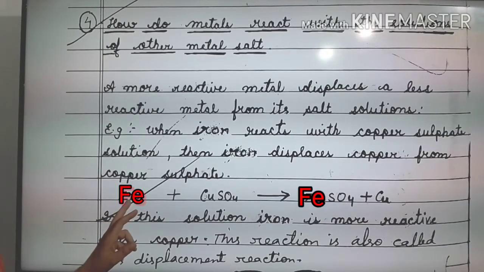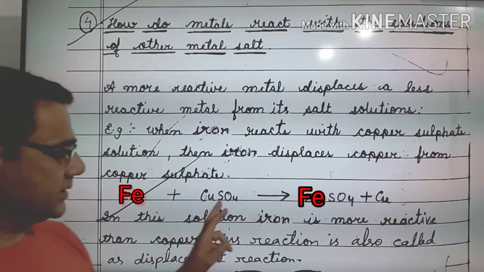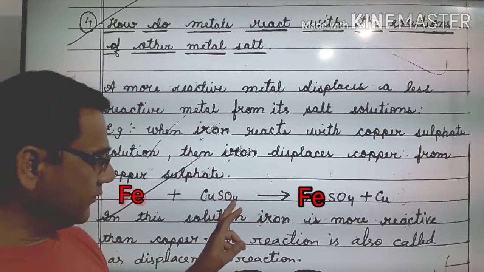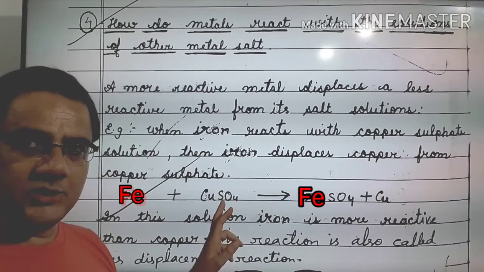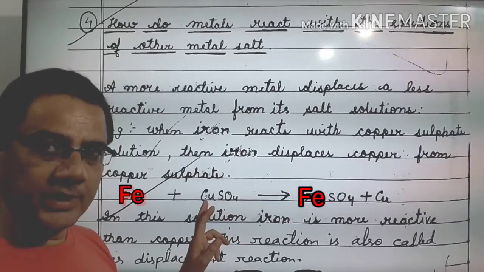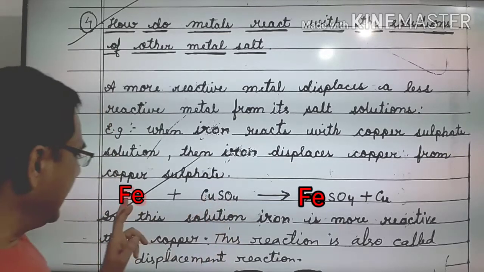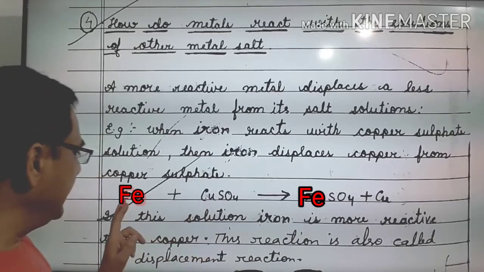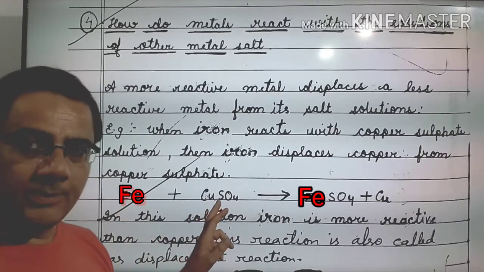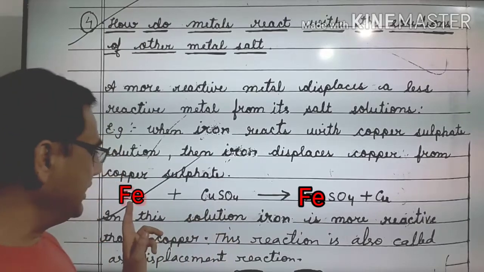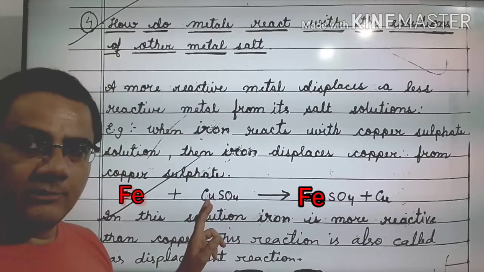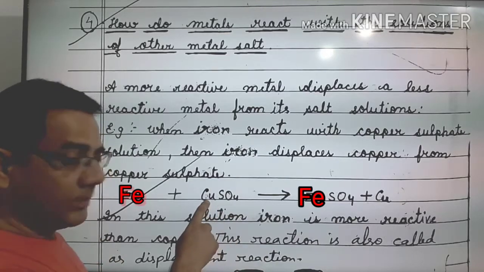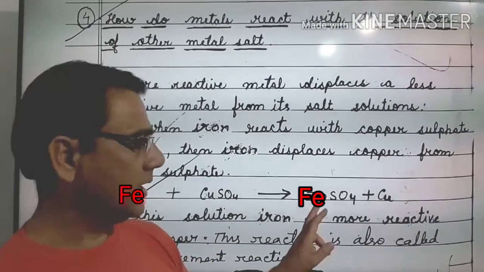see Fe plus CuSO4. In the first chapter I told you, suppose SO4, the sulfate, is the chair, and at this time copper is sitting on it, and iron is more reactive than copper. So when we dip an iron nail into the copper sulfate solution, the iron nail displaces copper from copper sulfate. It means earlier copper was sitting on the sulfate, and now it is iron sulfate.